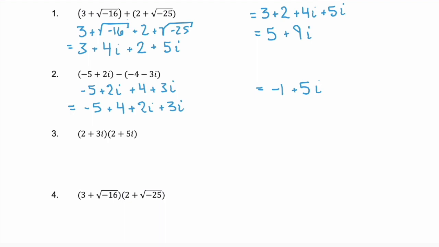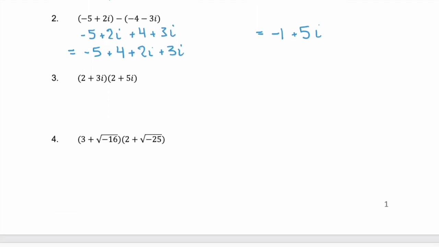Now example 3, we need to use FOIL because we're multiplying two binomials together. So our first term, 2 times 2, or 4. Our outer, 2 times 5i, which is 10i. Our inner, 3i times 2, which is a positive 6i. And then our last, 3i times 5i, which is a positive 15i squared. Now, I like to combine my like terms first.